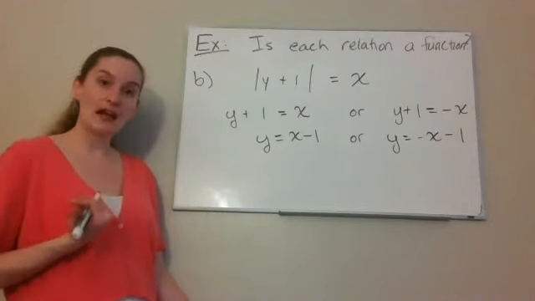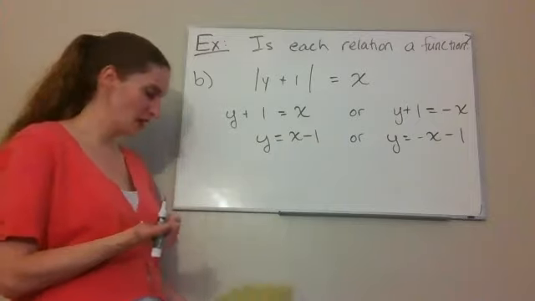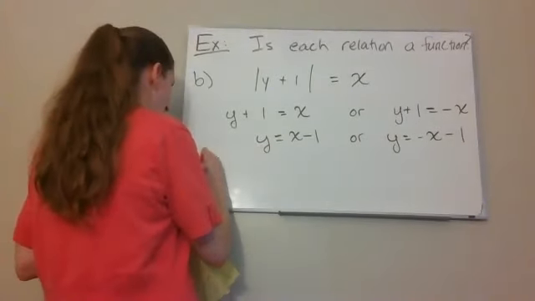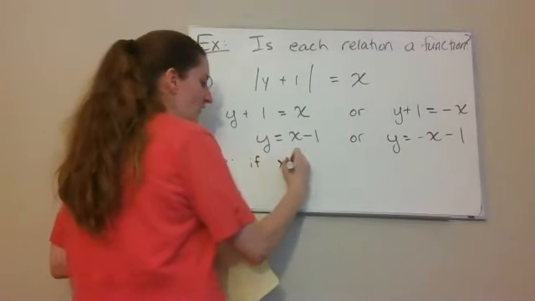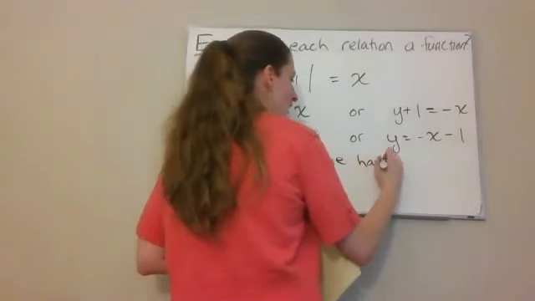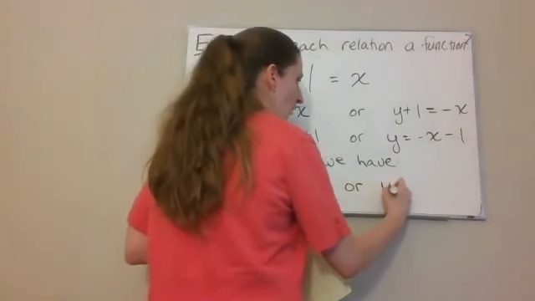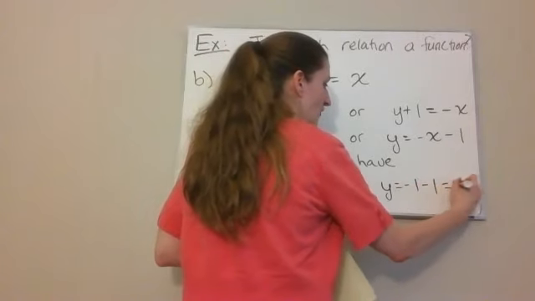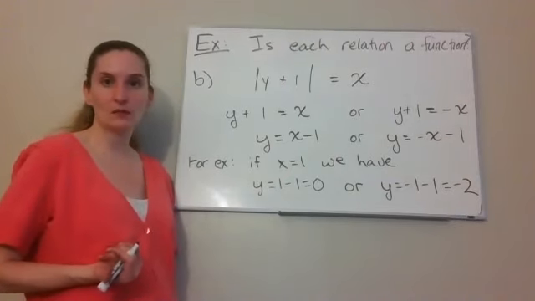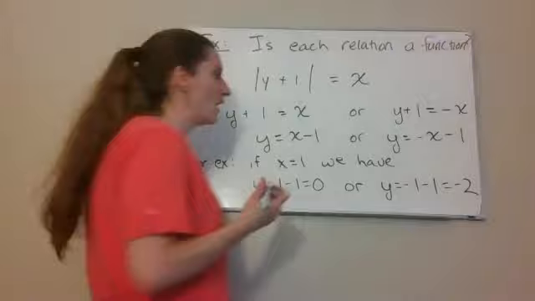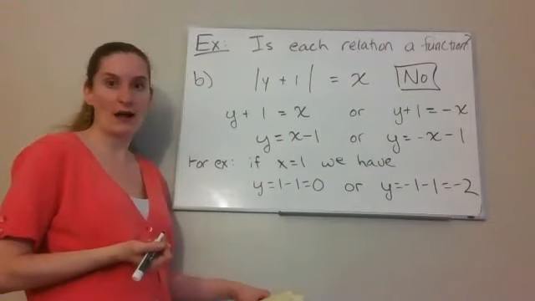So if I were to take x values and plug them in, I'm going to get two different y values potentially. So let me do just an example. For example, if x is 1, then we have that y is equal to 1 minus 1, which is 0, or y is equal to negative 1 minus 1, which is negative 2. So I have the same x value going to two different y values. Is y a function of x? No, it is not, because I have the same x value going to more than one y value.